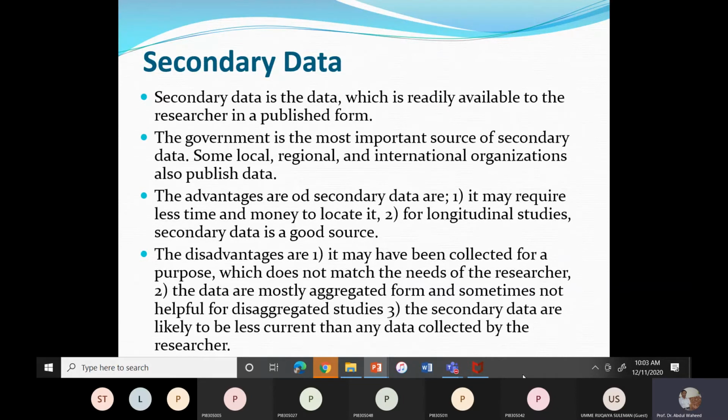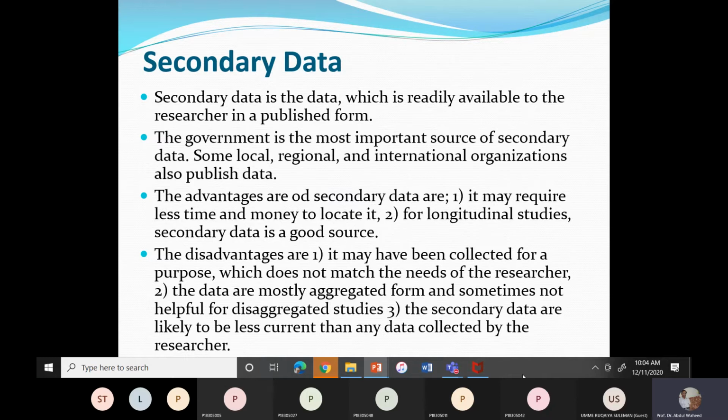Then we have secondary data. Secondary data is the data which is already available in published form for the researcher. Here you don't need to collect the data personally or through a team of surveyors. The data is already collected by some institution, government, or organization, and they published it, or that data is available on their website or in some document, and then you can use that published data for your research.